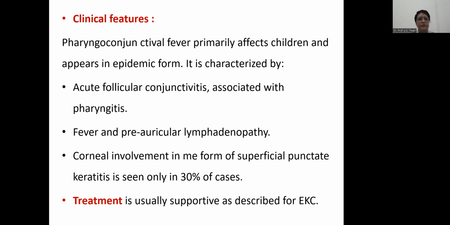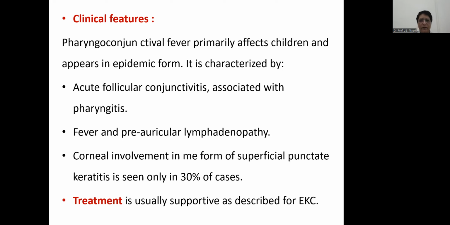The clinical features of pharyngoconjunctival fever: it primarily affects children and appears in epidemic form. It is characterized by acute follicular conjunctivitis associated with pharyngitis, and therefore fever and preauricular lymphadenopathy are present. This is because of the involvement of the pharynx, as we already know.